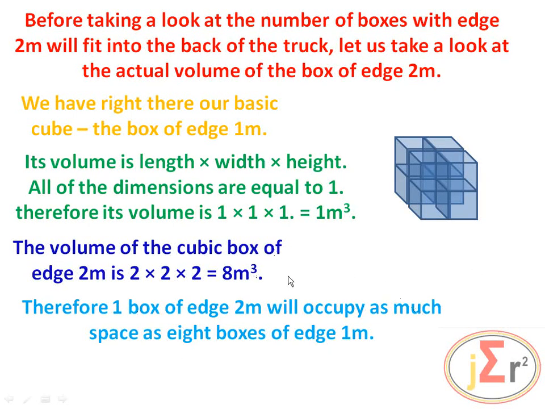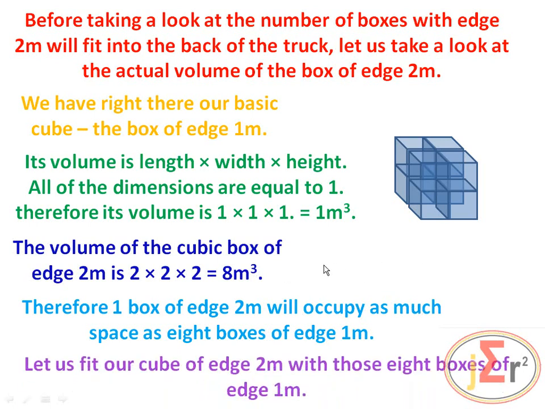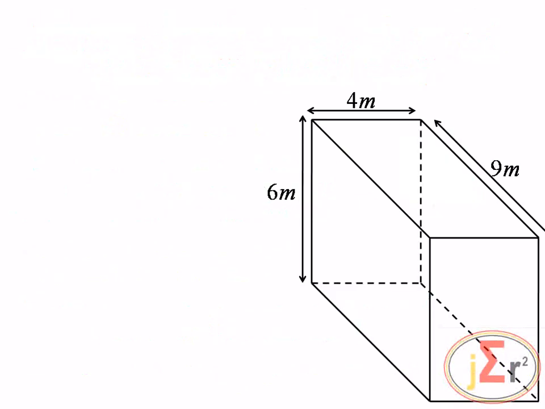I was just afraid that the last box would not be included, but it is. Let us fit our cube of edge 2 meters with those 8 boxes of edge 1 meter. So 8 of those will form one of the 2 meter edge box. That's the size of our box, and that's the one that we will use in a minute.